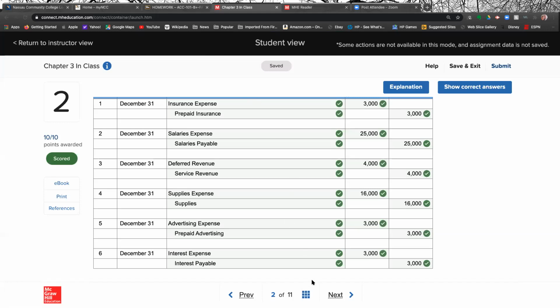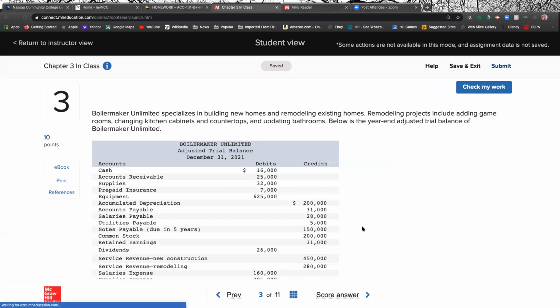Let's take a look at the next two problems. In the textbook, this is problem 3-5A. Boilermaker Unlimited specializes in new homes and remodeling existing homes. Remodeling projects include adding game rooms, changing kitchen cabinets and countertops, and updating bathrooms. Below is the year-end adjusted trial balance of Boilermaker Unlimited.